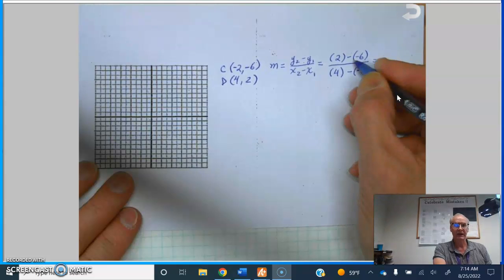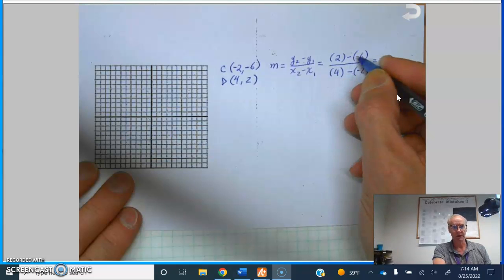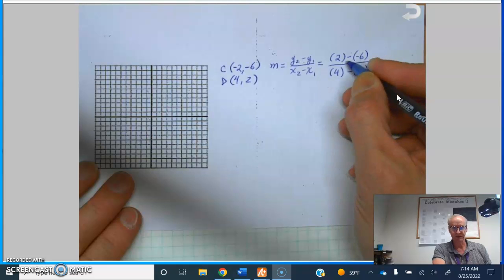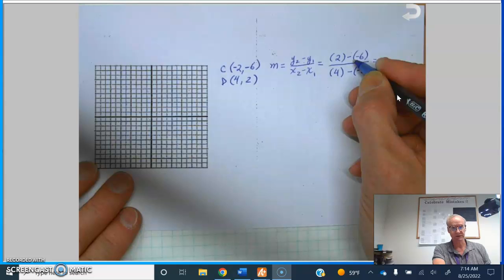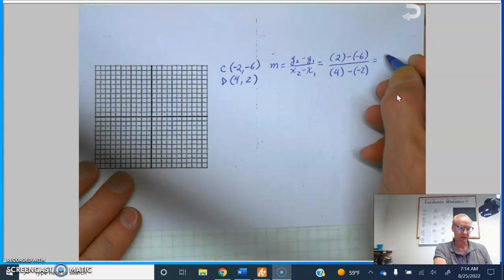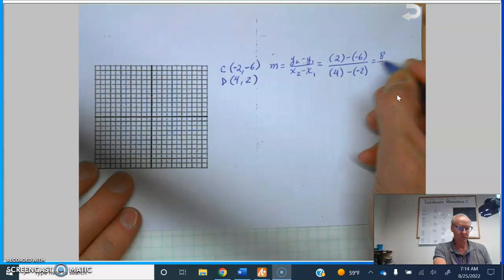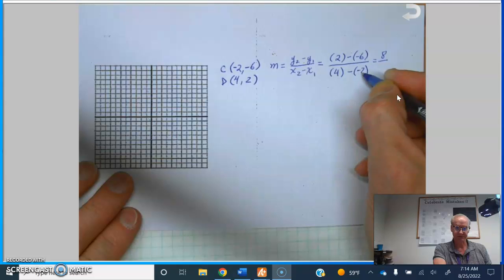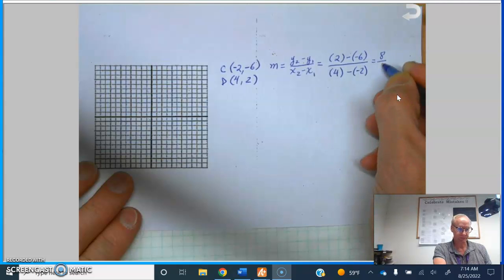And notice that we have double negatives here. When you see a negative in front of a parenthesis, it's as if you're multiplying by negative 1. So this is a positive 6, and I read this as 2 plus positive 6. Subtracting is the same as adding the opposite. So we're looking at 2 plus 6 is 8 over 4 plus 2, which is 6.